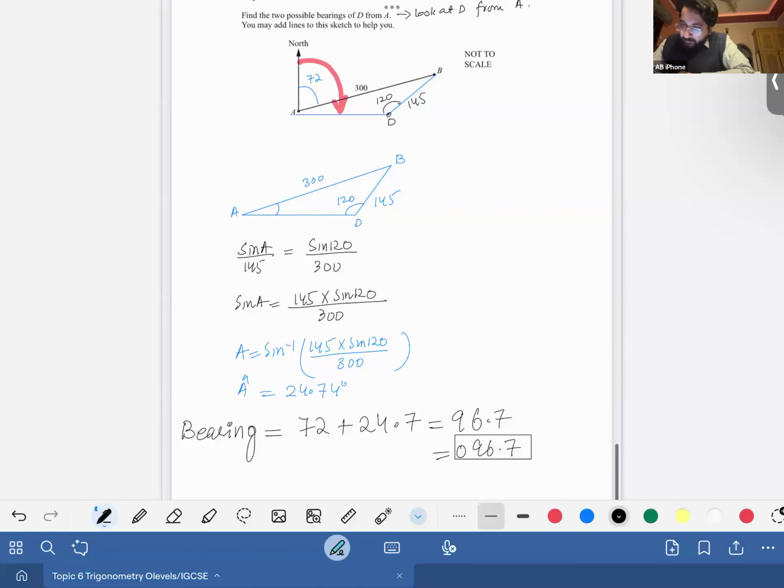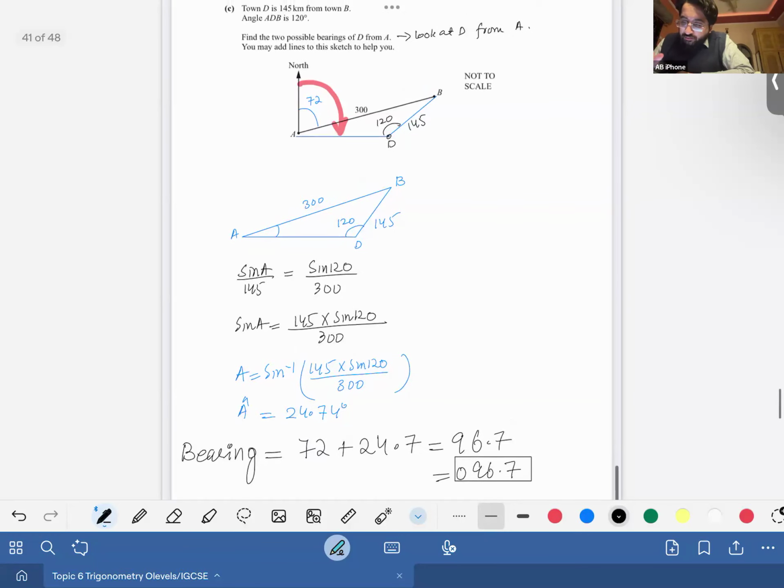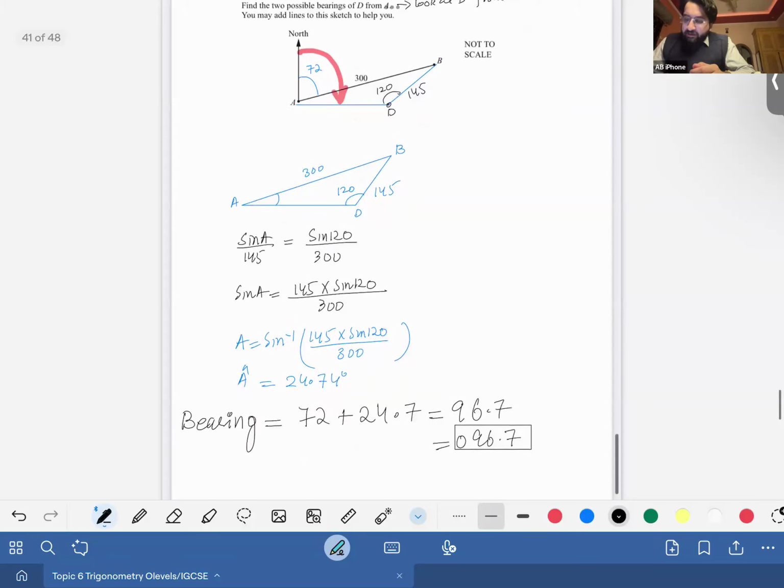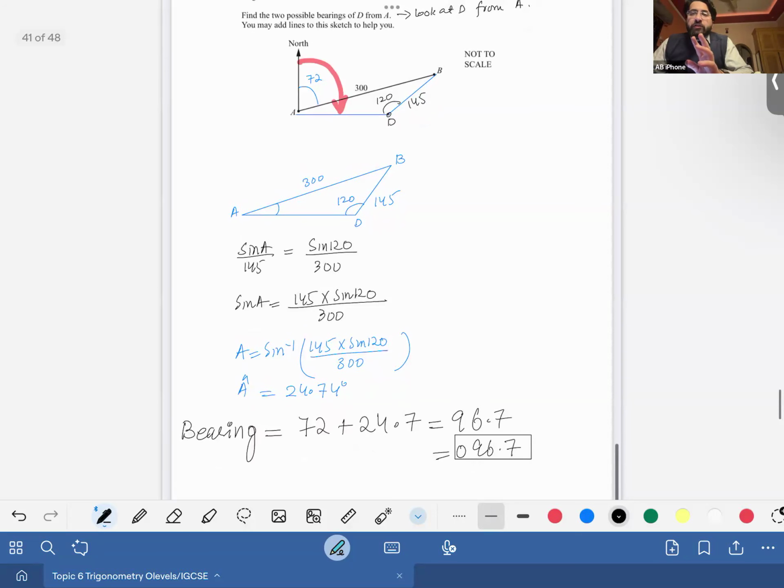Understood? Okay. Find two possible bearings of D from A. We have to find two. Agree? Won't 96.7 be 3 digits? But 96.7 is not 3 digits. 96 is 2 digits. 0.7 is the decimal place. We do not call these places in math the digit. It's the tenth place. Second decimal is the hundredth. Got it? Yes, sir.